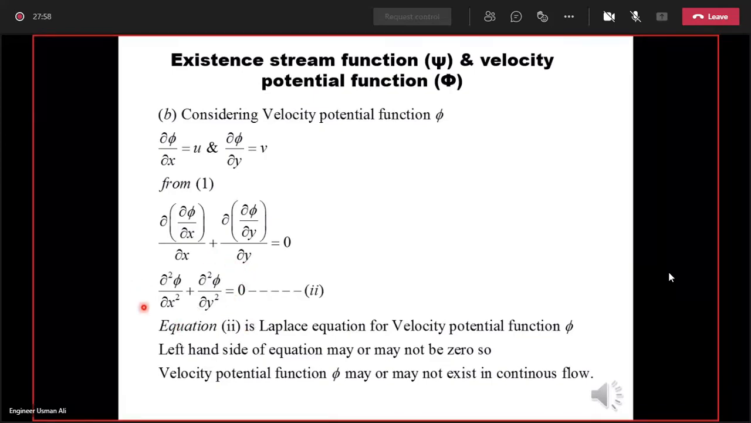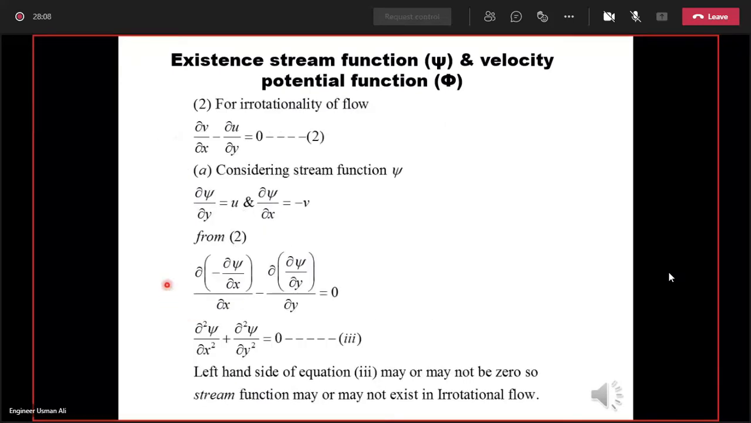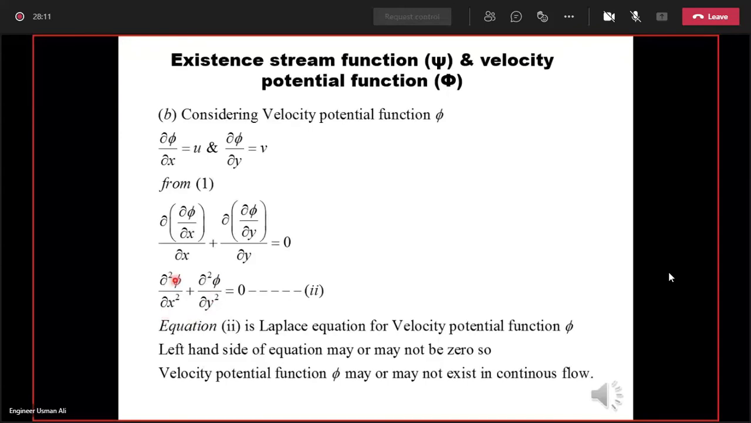Now from this equation, if you see, the left hand side of this equation may or may not be 0. So the left hand side of this equation may or may not be 0. That means the velocity potential function may or may not exist in continuous flow. So when the flow is continuous, it is not necessary that the velocity potential function will exist every time, and it is also not necessary that it will not exist. So in case of continuous flow, the stream function will definitely exist and the velocity potential function may or may not exist.